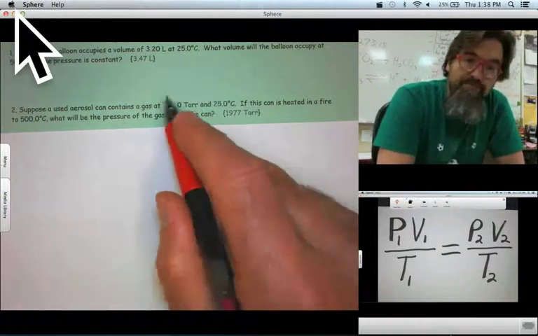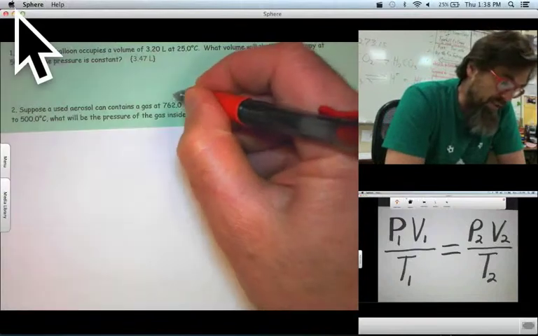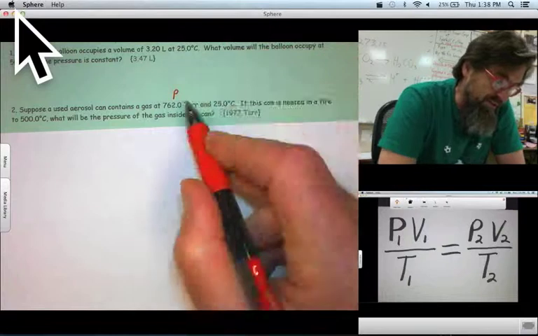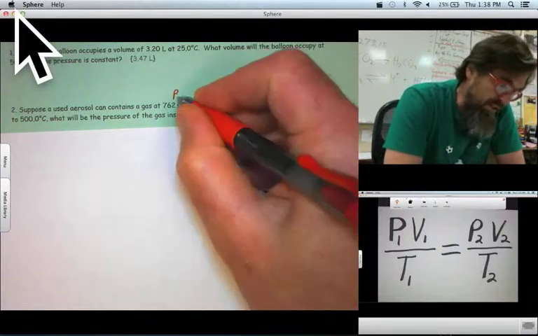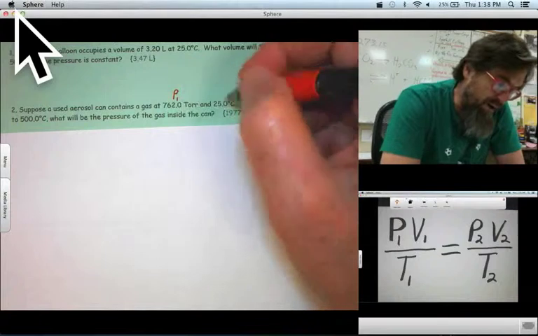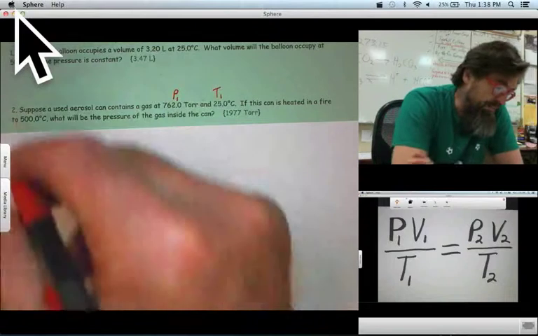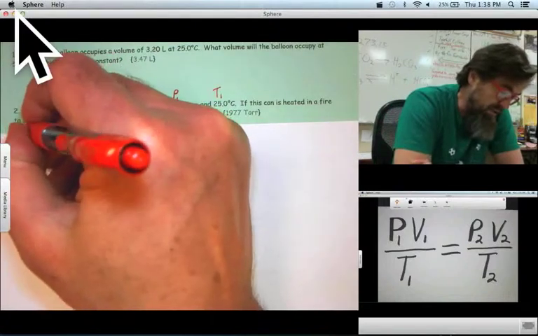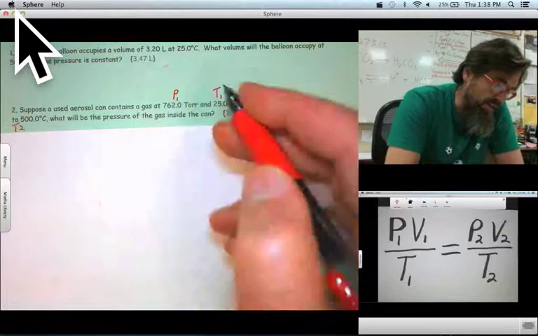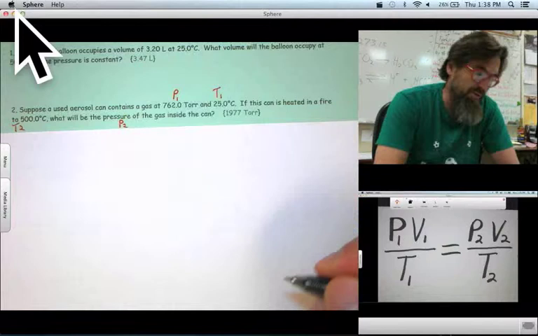Let's identify the variables. So Torr is the same thing as millimeters of mercury. It's a unit of pressure, and that will be the pressure initially, P1, and the 25 degrees C, that is T1. And we heat it up to T2, and the pressure in the can, the new pressure, that'll be P2.